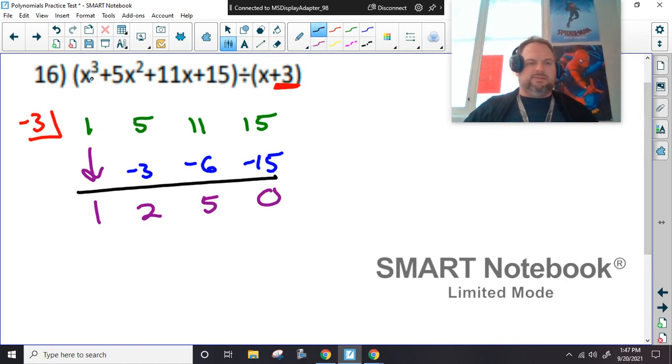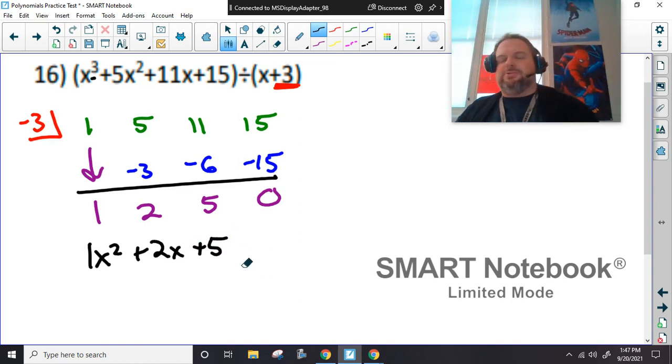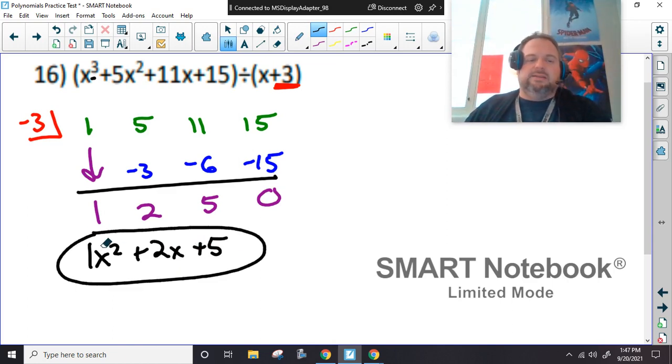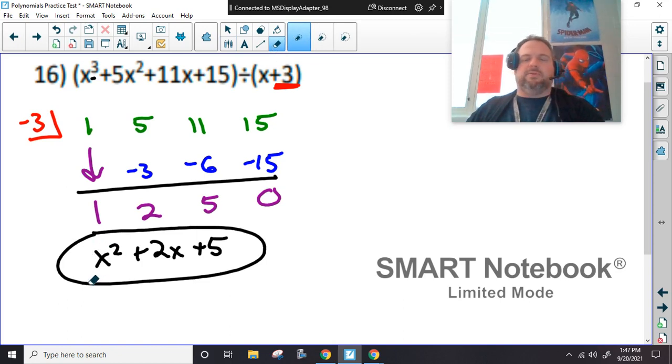All right. So when I'm writing this, it started to the third, so this would be x squared. You could write a 1, that's fine. Plus 2x plus 5. You can say remainder 0, or you could just leave it blank. Either one is fine. Again, you can write the 1 in front of it or not, but remember, on standardized tests and in math outside of this classroom, you'll probably not write the 1.